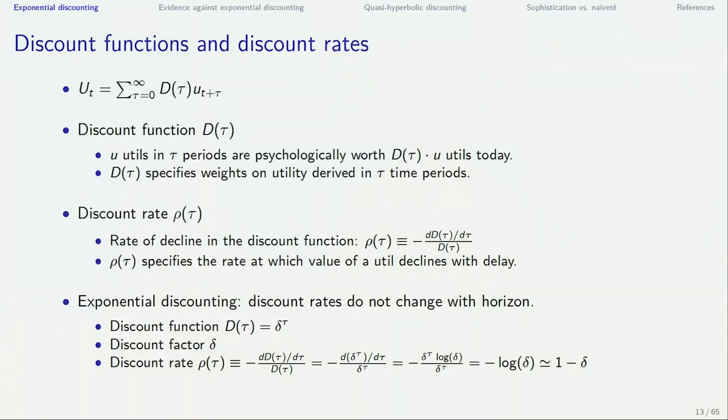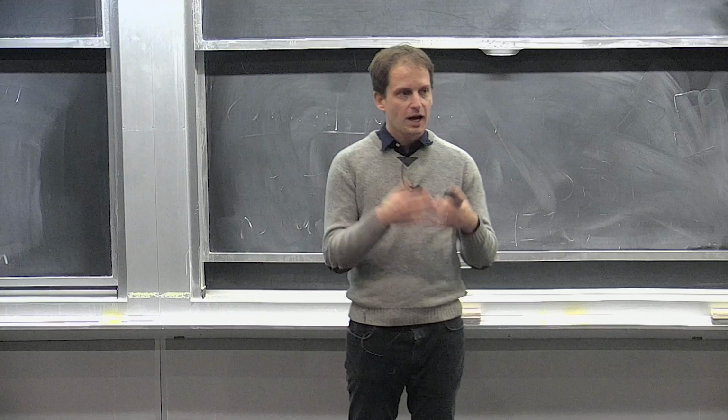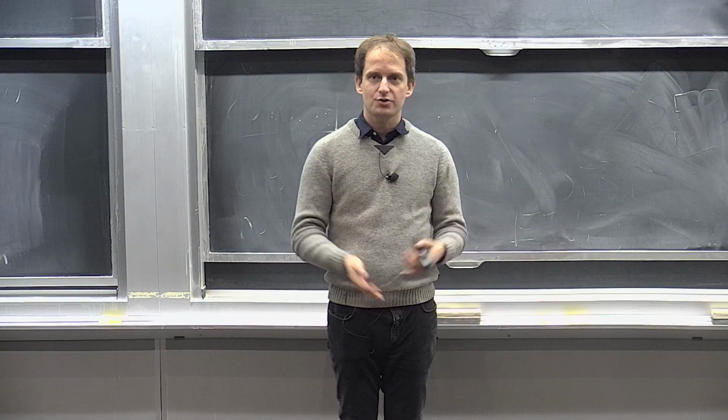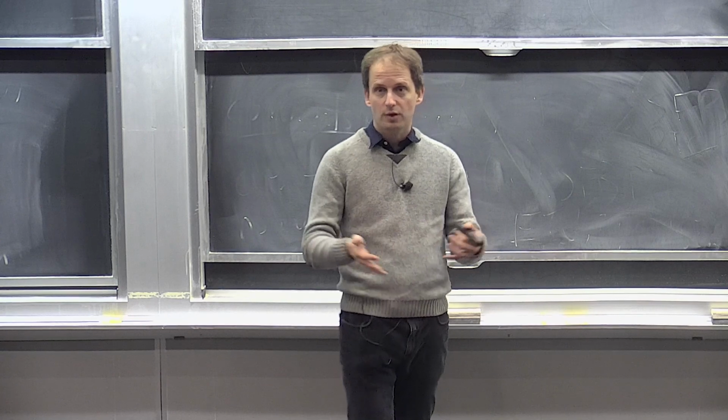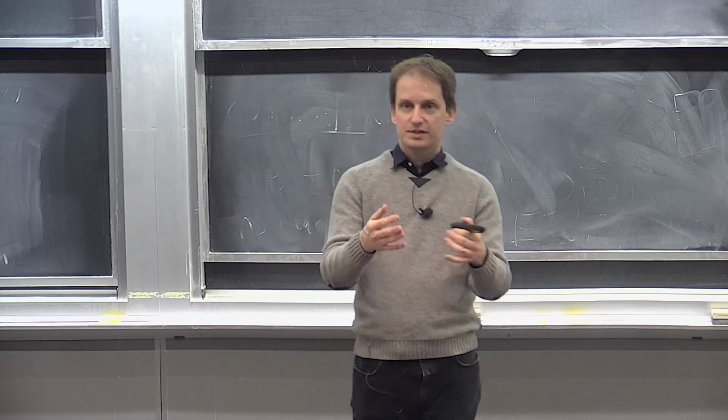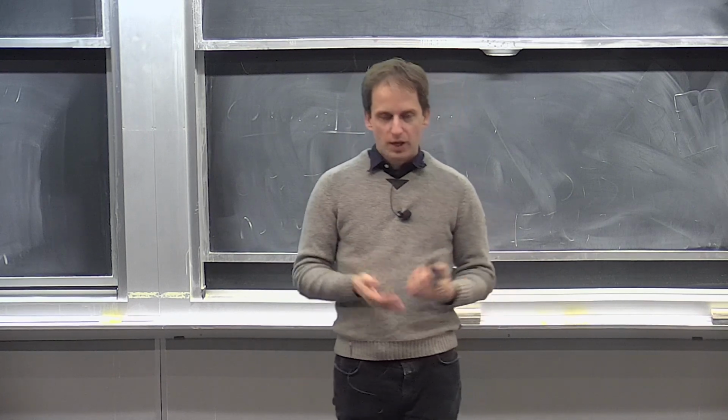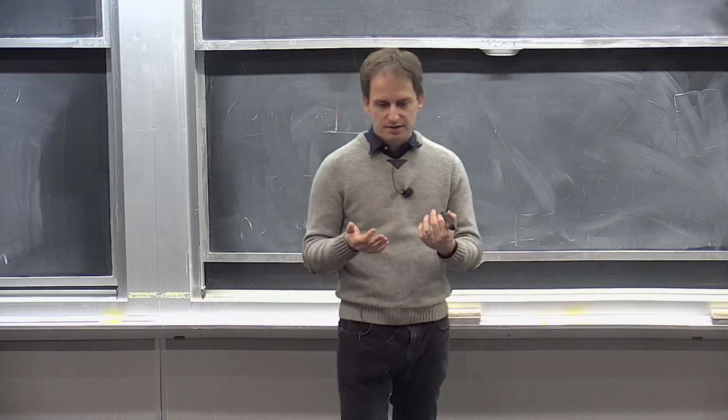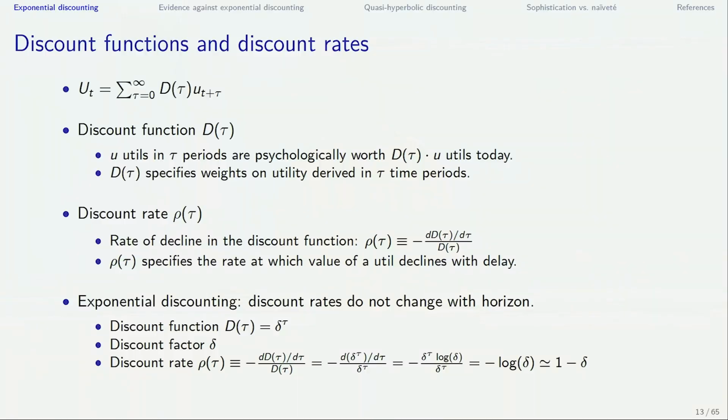And then finally, what does exponential discounting do? Exponential discounting specifies a specific functional form of the discount function. What Samuelson was doing was proposing a specific functional form for the discount function D of tau, saying, let's try that one. That's a simple thing to do. Why do you choose that one? Well, it's delta to the power of tau. The discount factor now is delta.